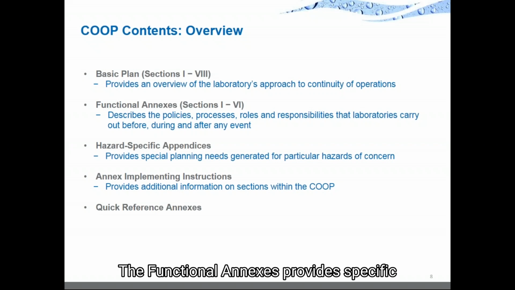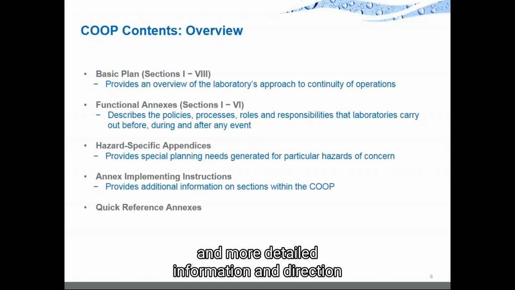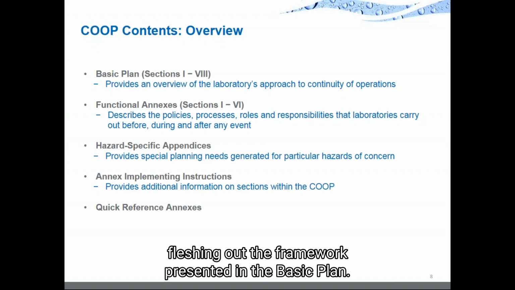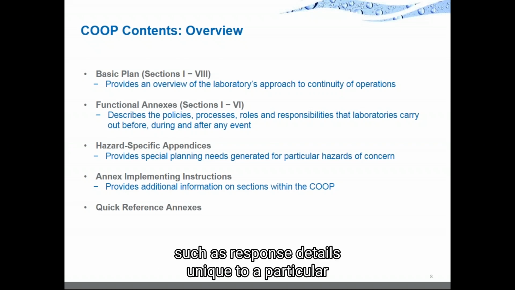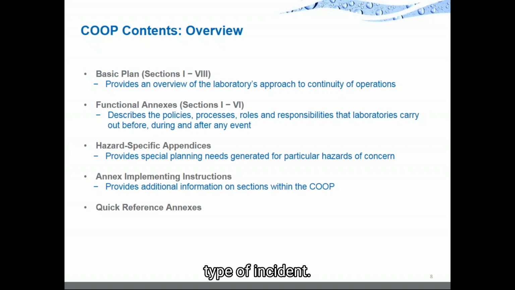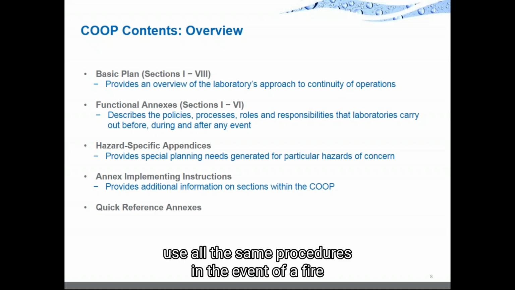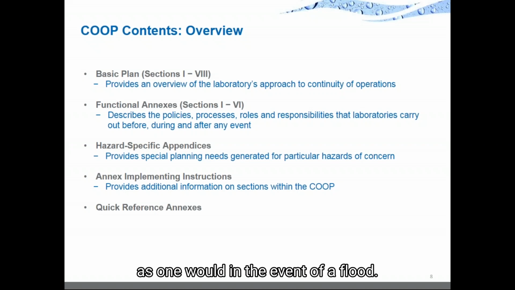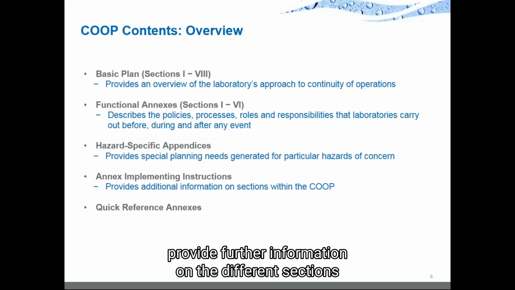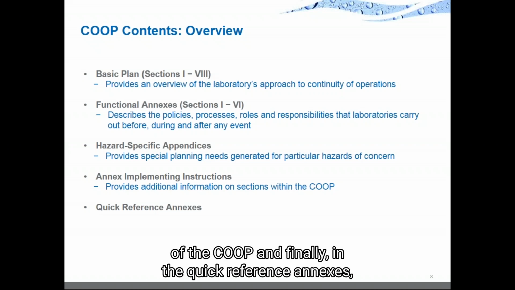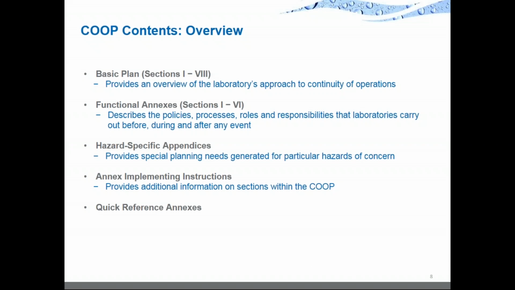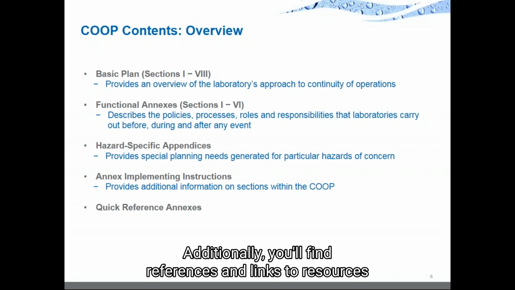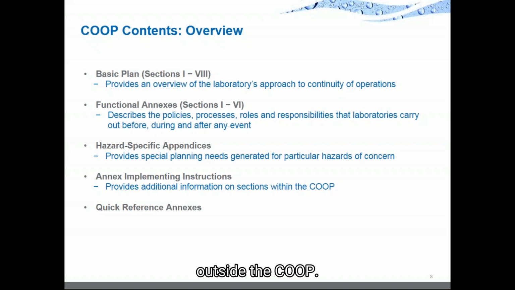The functional annexes provide specific and more detailed information and direction, fleshing out the framework presented in the basic plan. The hazard-specific appendices cover special planning needs, such as response details unique to a particular type of incident. One would not, for example, use all the same procedures in the event of a fire as one would in the event of a flood. The annex implementing instructions provide further information on the different sections of the COOP. And finally, in the quick reference annexes, you will find definitions of various terms and acronyms throughout the document. Additionally, you'll find references and links to resources outside the COOP.